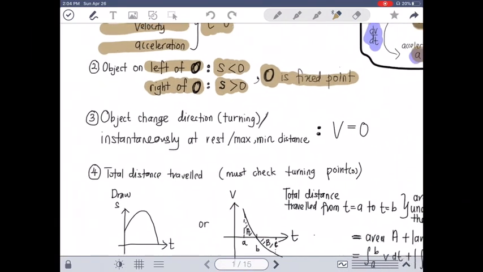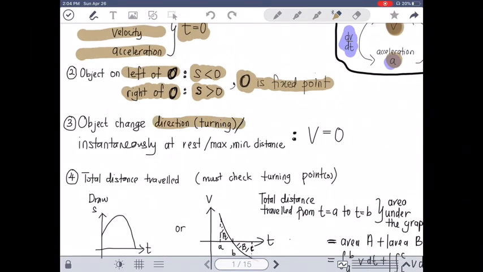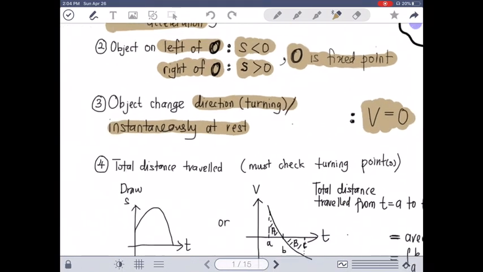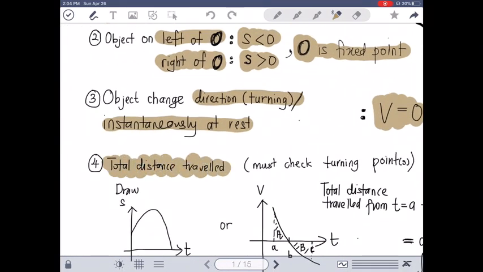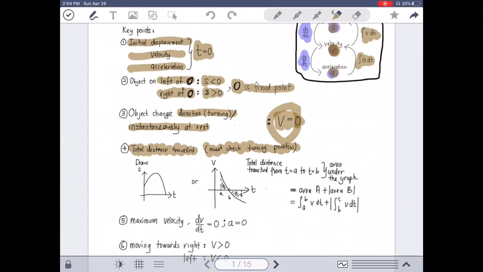The third one, at any turning point, or if the object is instantaneously at rest, or probably maximum or minimum, to talk about distance, maximum or minimum value, it depends on the condition. If the object changes direction, it turns, instantaneously at rest, then we must have the value of v equals 0. Also remember, for total distance traveled, we must always check for the turning points, which is when v equals 0.